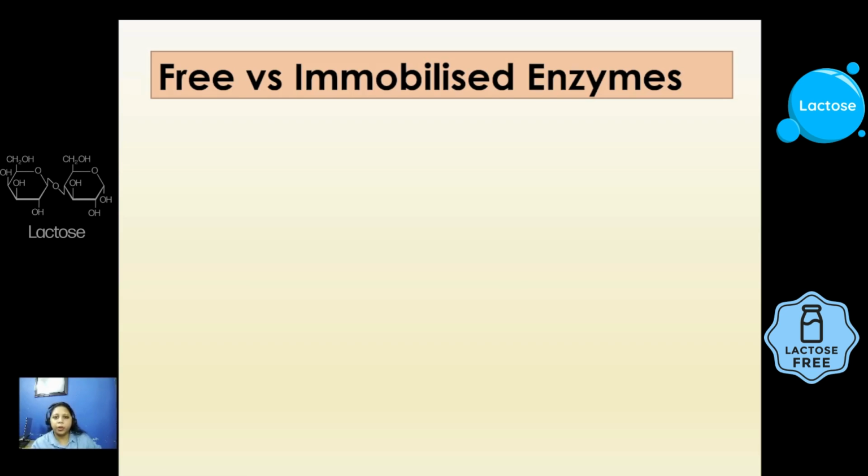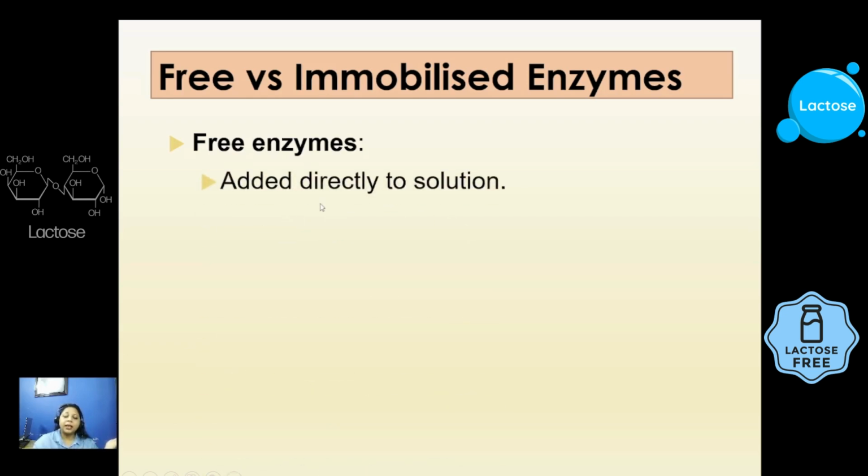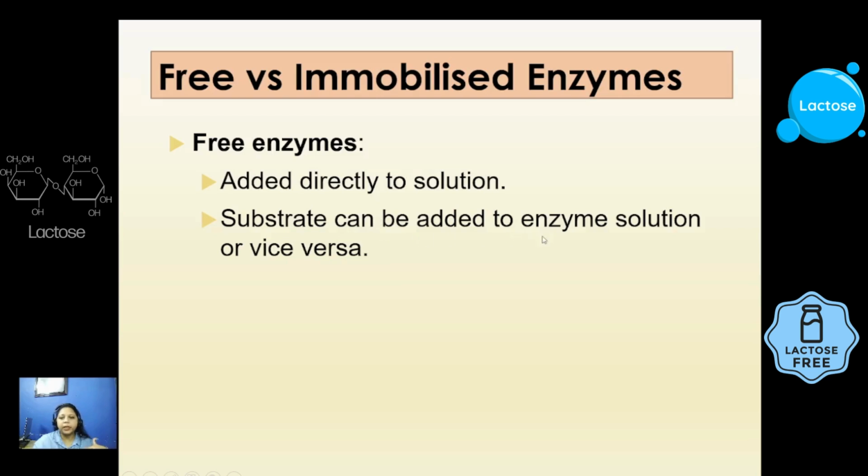Then we have free and immobilized enzymes in use. And how are we going to use them? These are extensively used. I'll give you only one example. So let's just go into the definition. Free means it is not attached to something, and they are added directly to the solution. The substrate can be added to enzyme solution, or the enzyme can be added to substrate solution.